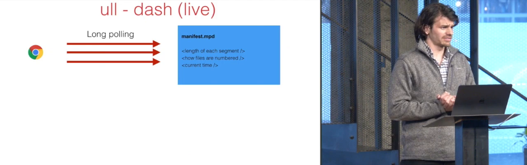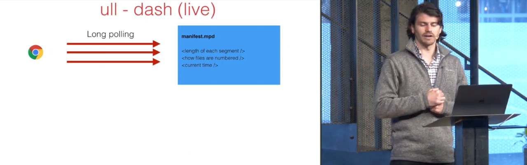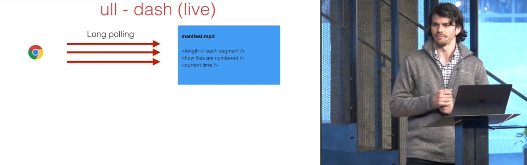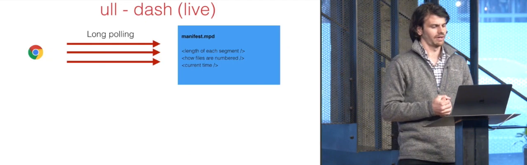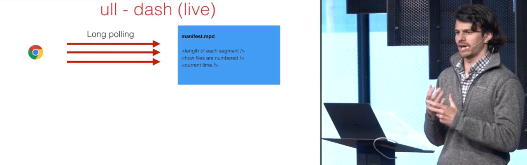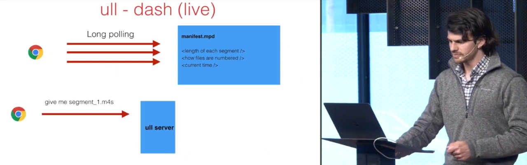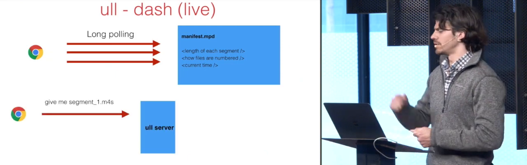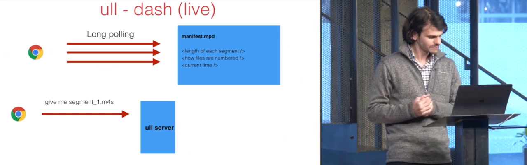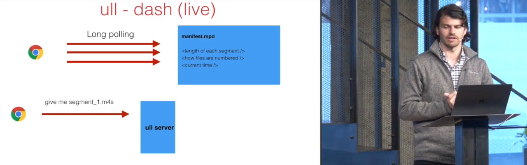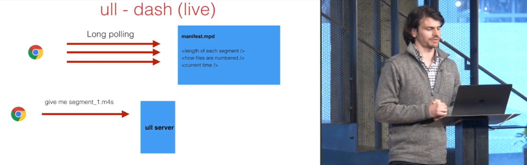Essentially, this browser here represents a player, and the player is going to long poll the manifest file. Every time it hits the manifest file, a little piece of data in the manifest file will change. It basically tells the player what the URLs are for each individual segment file. So for example, the browser will pull the manifest file, and then it'll ask the server. ULL here stands for ultra low latency. That's when we're trying to get to like a 3-second latency with Dash.